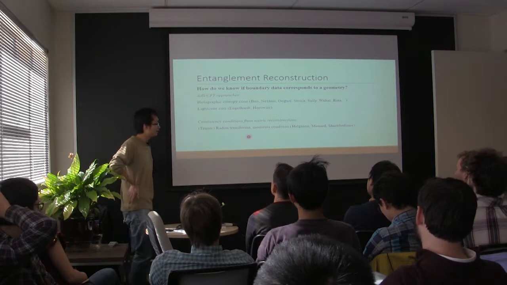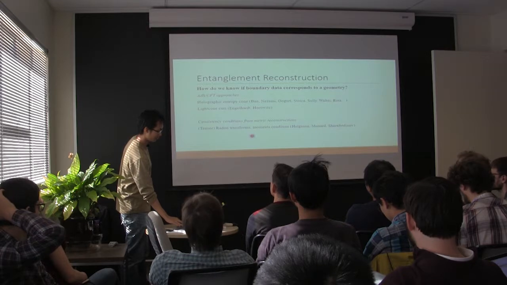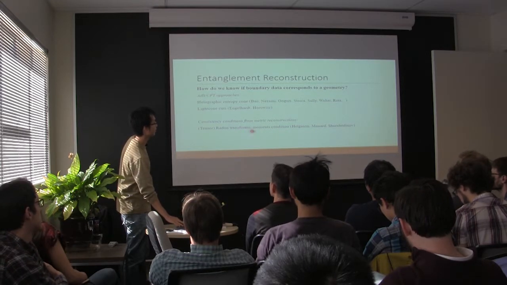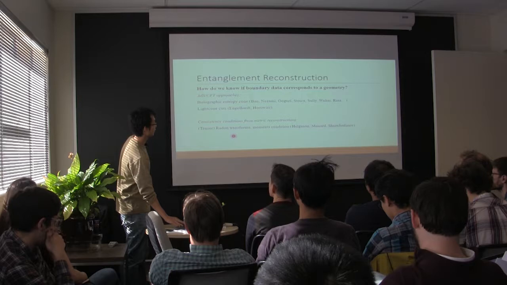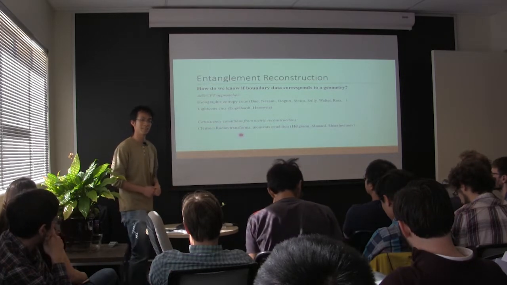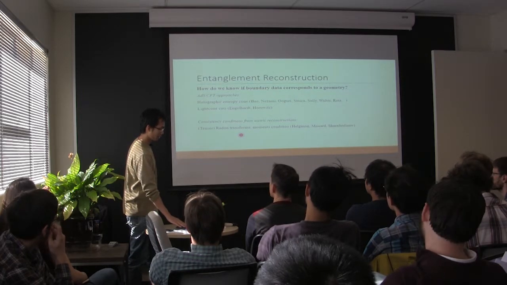If there is some inconsistency, there is a set of so-called consistency conditions that you can check. If boundary data satisfy these conditions, then there will be a unique bulk geometry. If not, then the reconstruction fails and you cannot say anything meaningful about the bulk. So this is the mathematical approach.